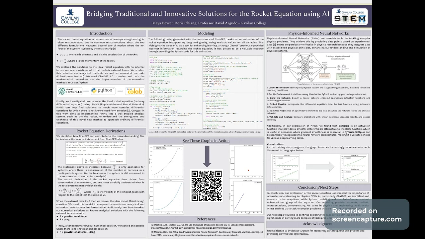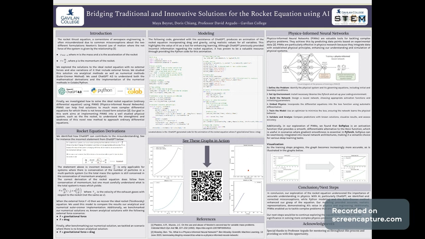There are 6 main steps to using PINNs. The first is to define the problem. The second is setting up the environment. Third is building the network. Fourth is embedding physics. Fifth is training the system. And sixth is validating and analyzing it.